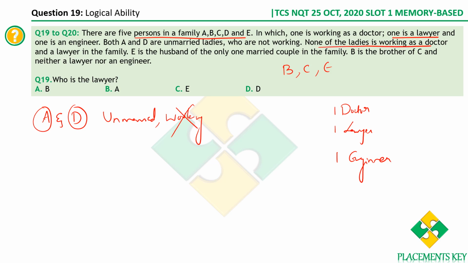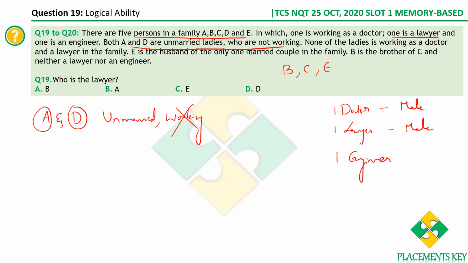Okay, so this is the inference from this statement. None of the ladies is working. From this statement, both A and D are unmarried ladies who are not working. What is the next one? None of the ladies is working as a doctor and a lawyer. So what does that mean? None of the ladies is a doctor nor a lawyer. So therefore, doctor has to be a male and lawyer also has to be a male, isn't it? Because we don't have a lady doctor, we don't have a lady lawyer. So therefore, these two should be males.